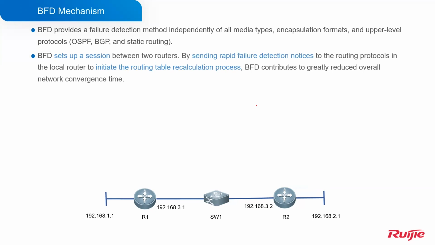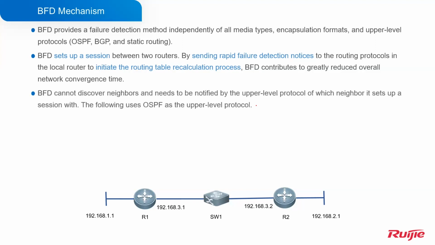BFD sets up a session between two routers, R1, R2, by sending rapid failure detection notice to the routing protocols in the local router to initiate the routing table recalculation process. BFD contributes to greatly reducing the overall network convergence time, and it cannot discover neighbors and needs to be notified by the upper layer protocol of which neighbor to set up a session with. The following uses OSPF as the upper layer protocol. So let's see the whole process.